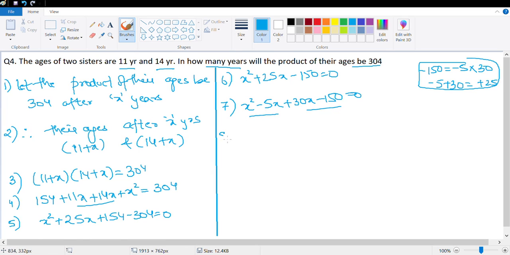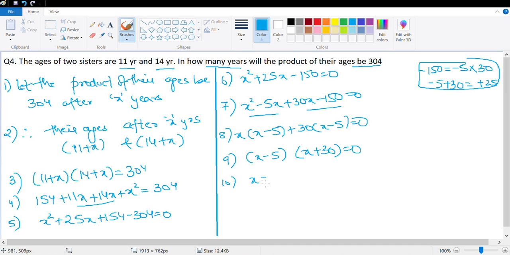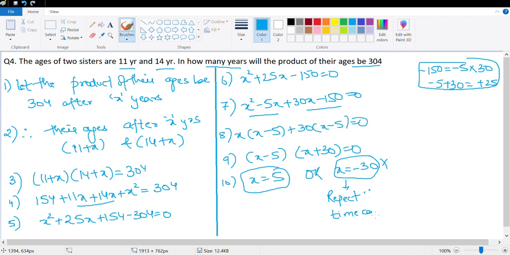Grouping it the way I have underlined, x times x minus 5 plus 30 times x minus 5 is equal to 0. This gives us x minus 5 times x plus 30 is equal to 0, which means x is equal to 5 or x is equal to negative 30. We can reject this since time can't be negative.